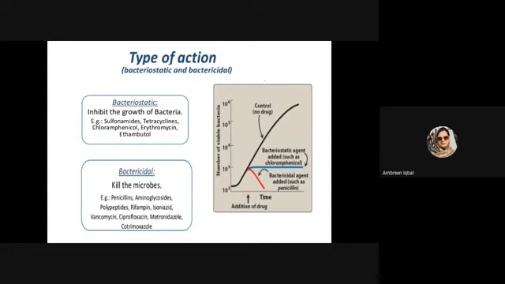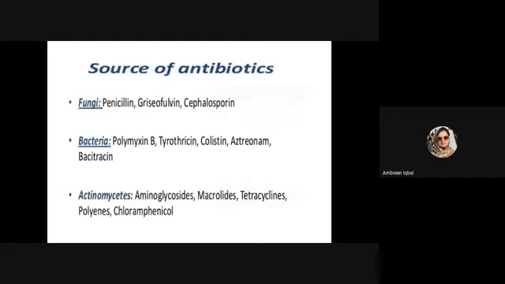Inshallah, I'll discuss this again in our coming lectures. Then next is source of antibiotics. Penicillin, chrysophalvins, cephalosporins, polymyxins, tyrothricin. Some are obtained from bacteria, some are obtained from fungus, and some are obtained from actinomycetes.